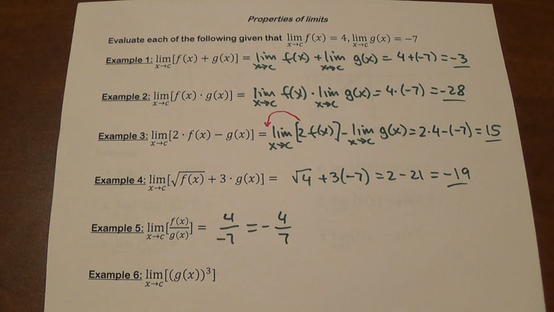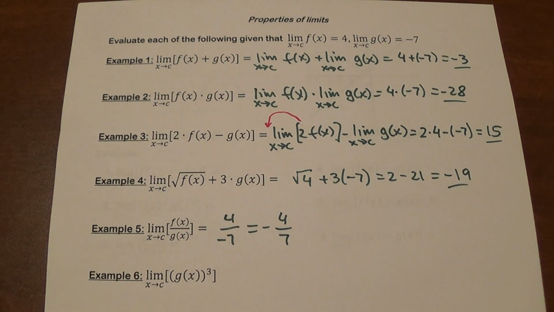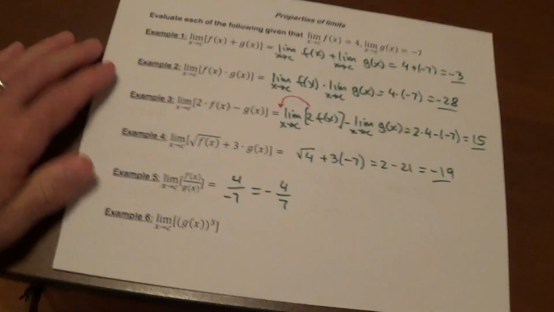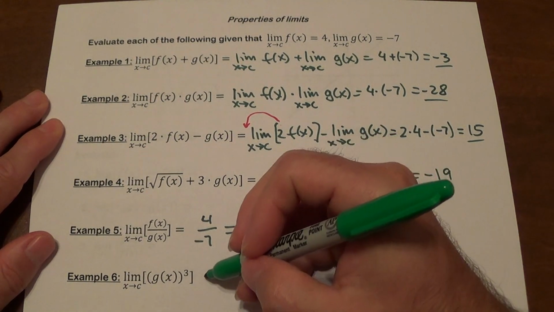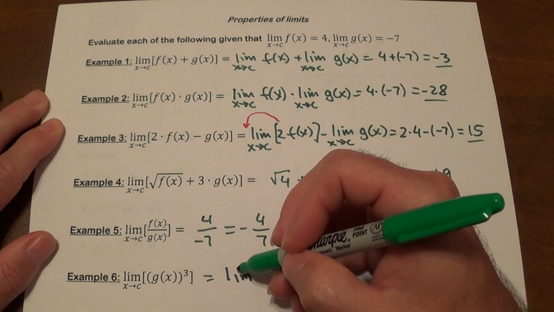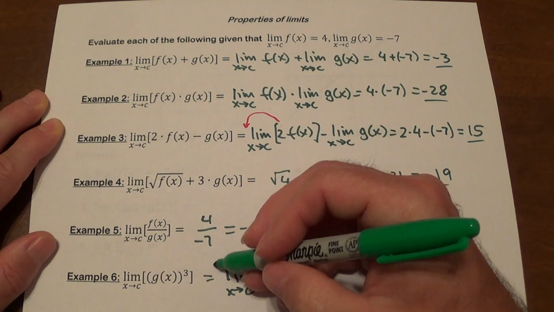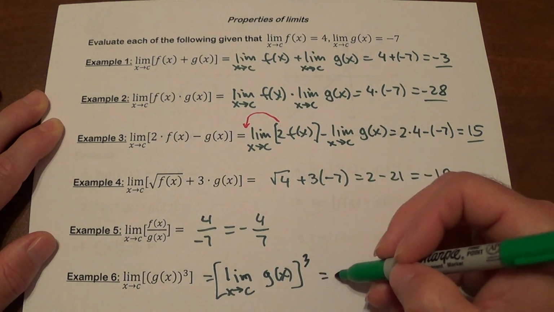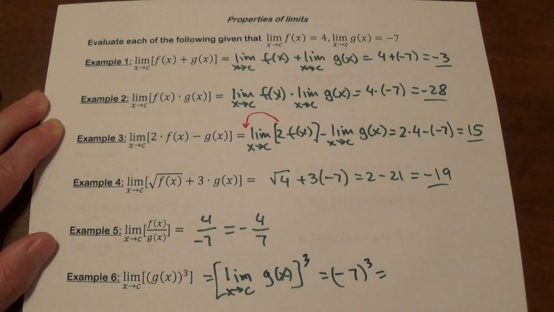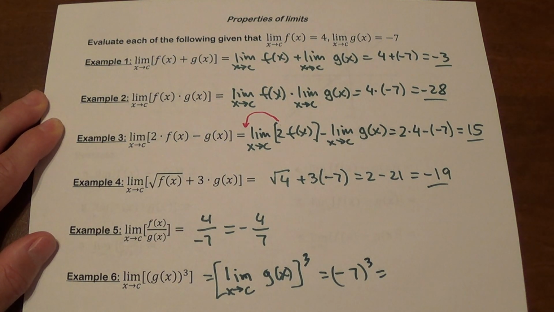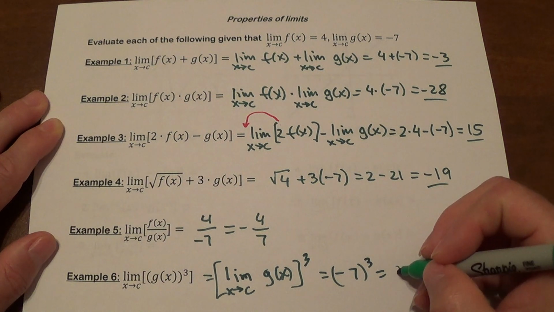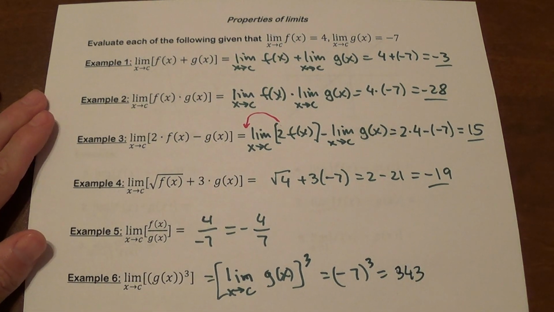And the limit of g of x to the third power as x approaches c. It's going to be the limit as x approaches c of g of x, the whole thing raised to the third power, so it's negative 7 to the third power, right? Which is going to be negative 343, right? Negative 343.